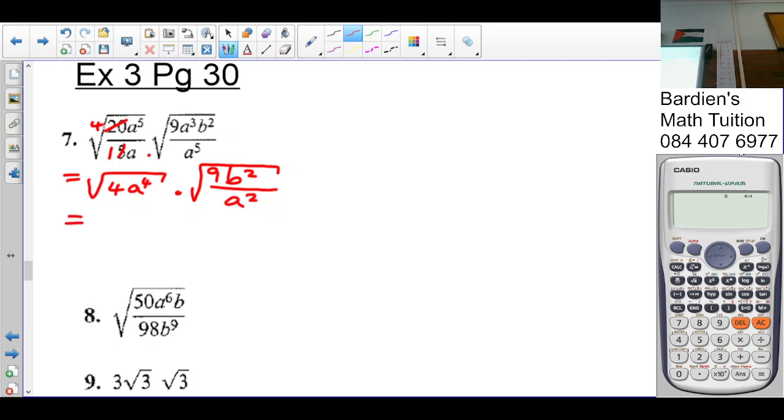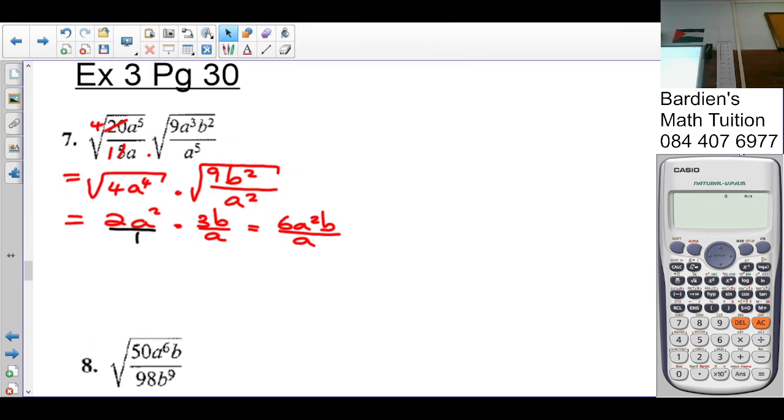What's the square root of 4a to the exponent 4? 2a squared times. What's the square root of 9? 3. Square root of b squared over, but naturally, this is over 1, not so. So what's that going to give you? 2a squared times 3b. So that gives you 6a squared b over a. You all agree with that?